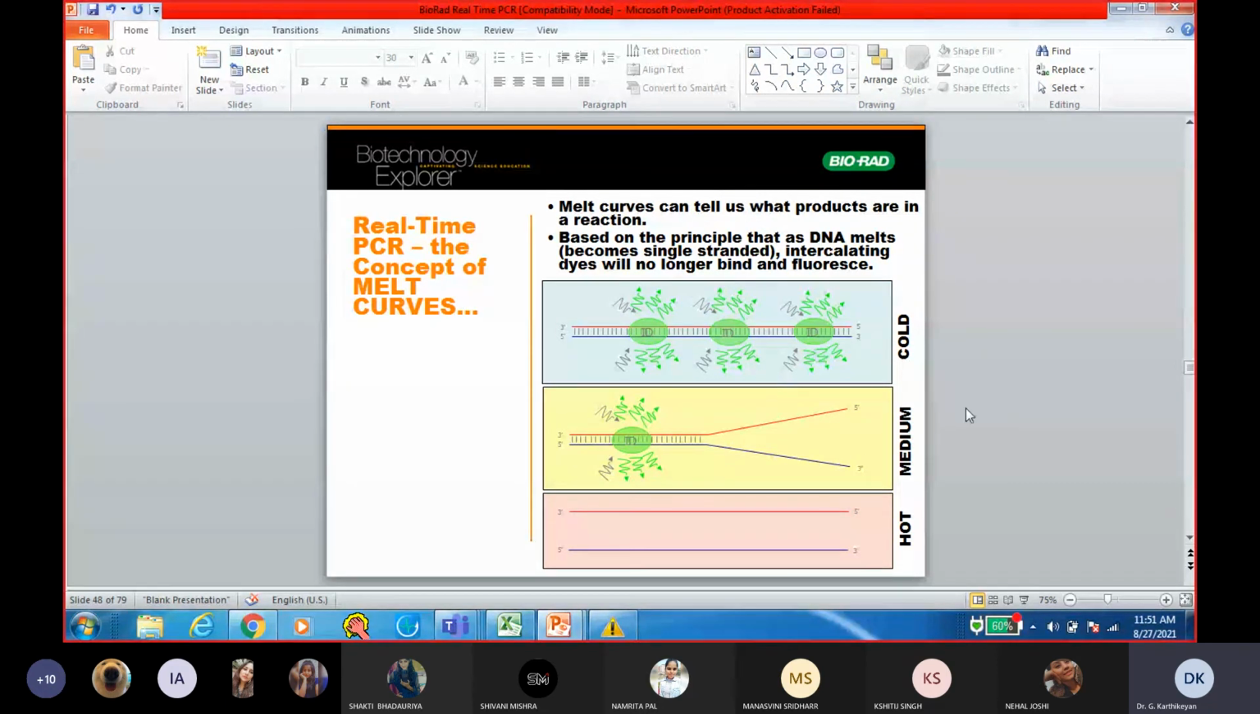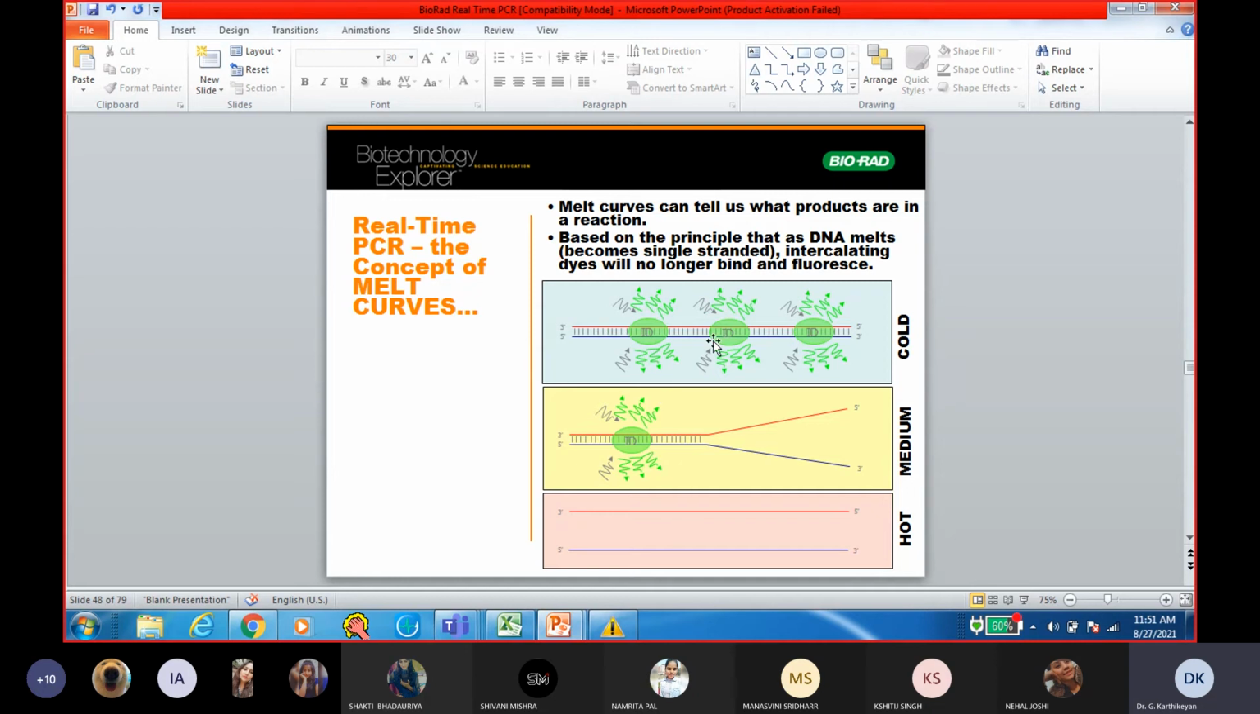Simply, as I said, the SYBR Green dye or any of these dyes have the propensity to bind to double-stranded DNA rather than to single-stranded DNA. So when the two strands are separated, they are not going to bind. During the process of annealing, when the primers are annealing, and you see a double-stranded DNA getting formed and extended, you will see that the dyes will start to bind.